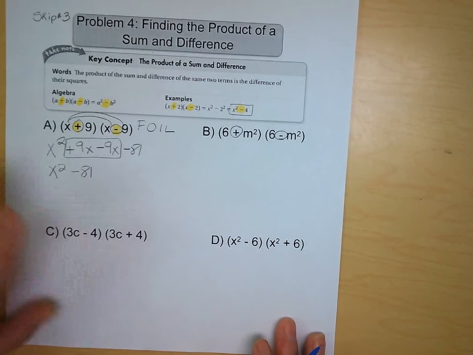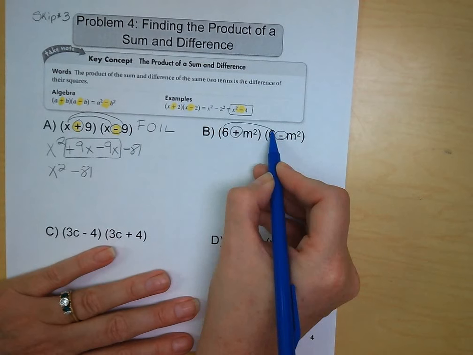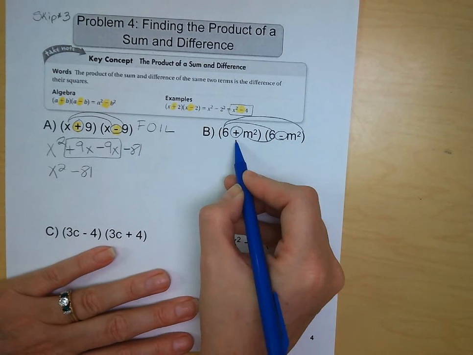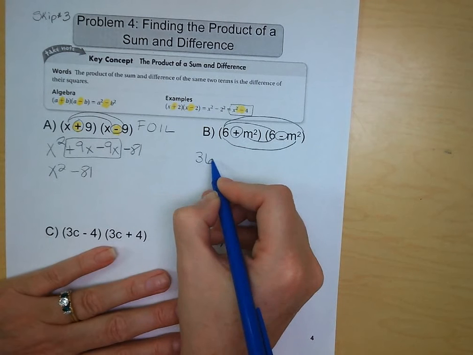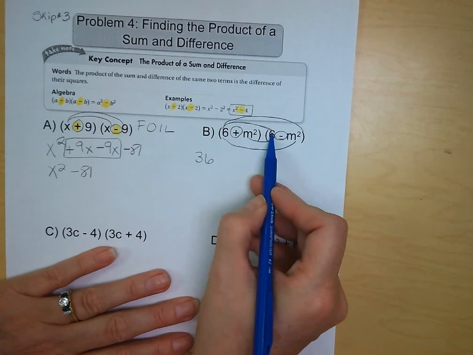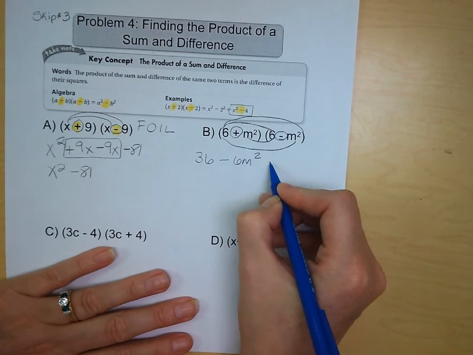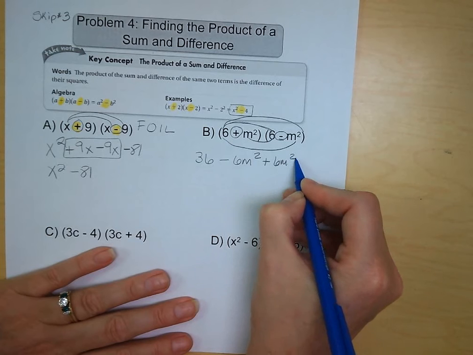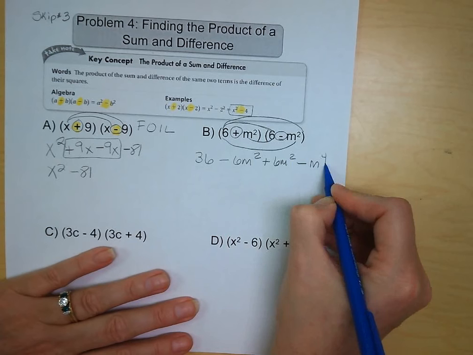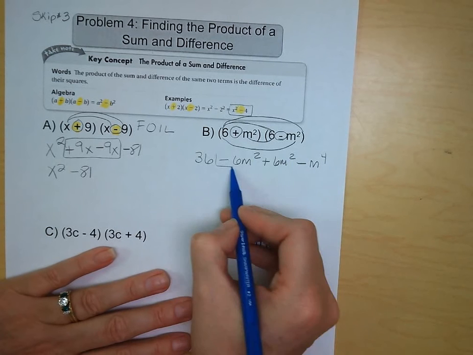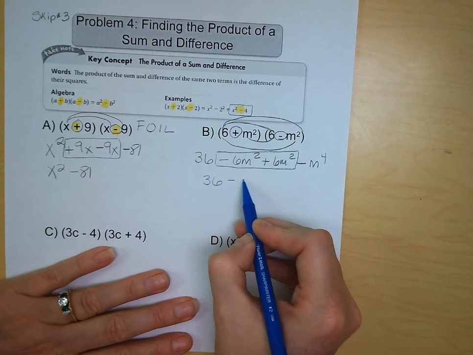So we see we have 6 plus m squared and 6 minus m squared. So we could take our time and do the FOIL for both steps. So we have 36 minus 6m squared plus 6m squared minus m to the 4th power. All right, now our middle terms cancel out, and we're left with 36 minus m to the 4th.